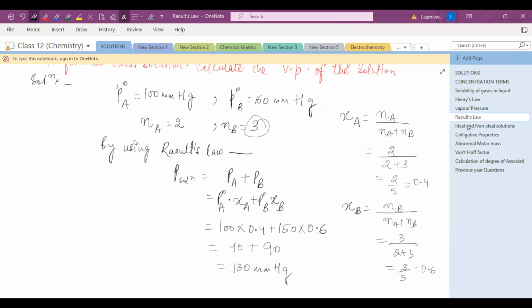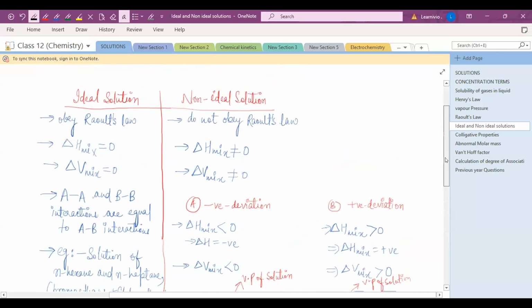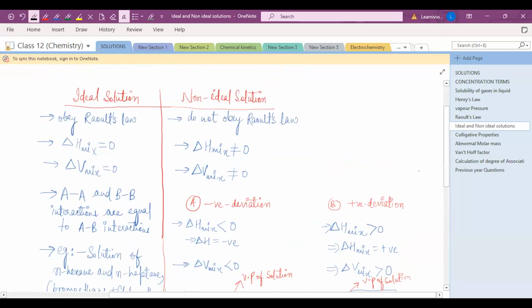Okay, so the next topic is, Jovita, ideal and non-ideal solutions. So let's see what ideal and non-ideal solutions are. Ideal solutions are basically solutions that follow Raoult's law over the entire range of concentration. Whatever the concentration is, it will follow Raoult's law. Okay, so just write it down. What is an ideal solution? It obeys Raoult's law over the entire range of concentration.